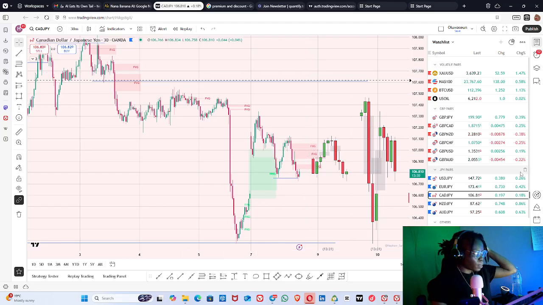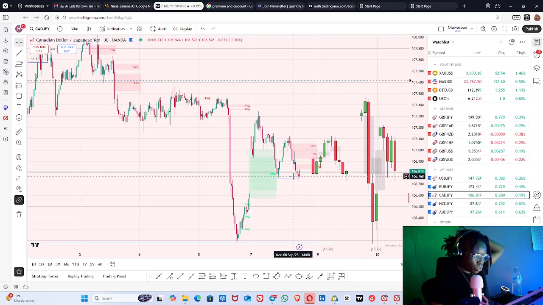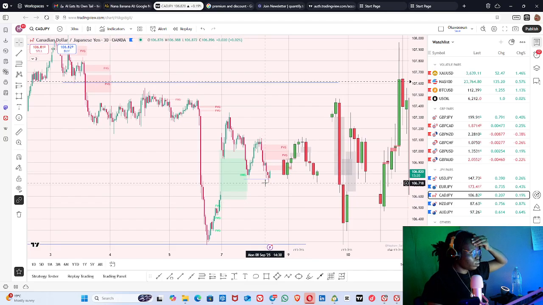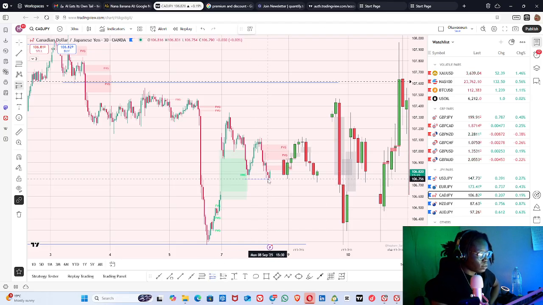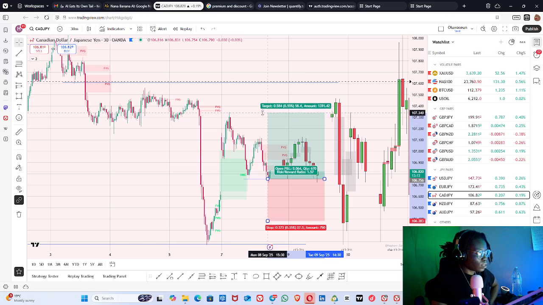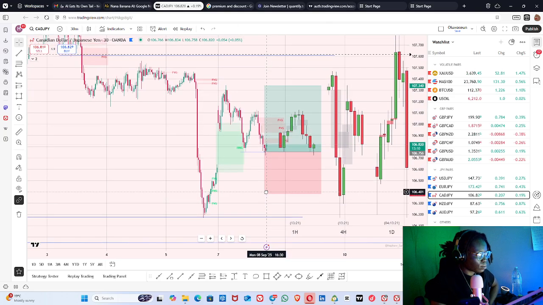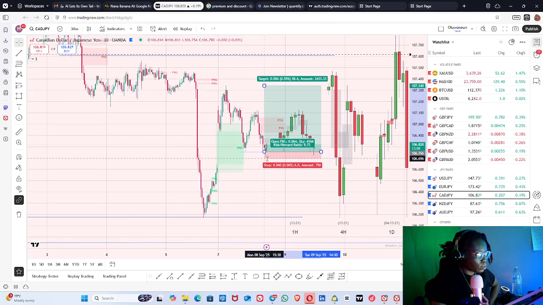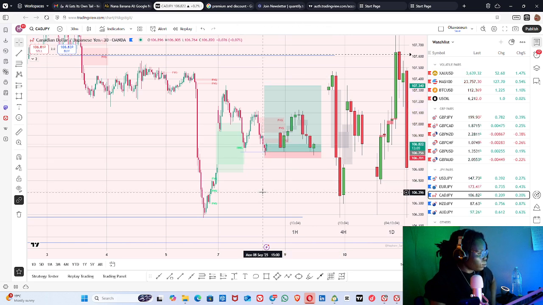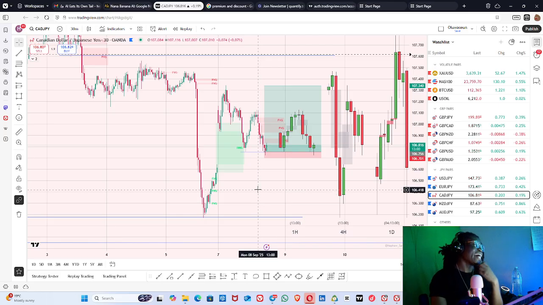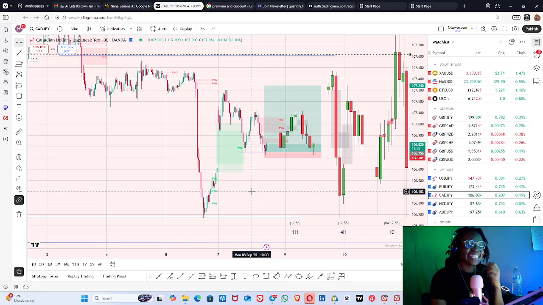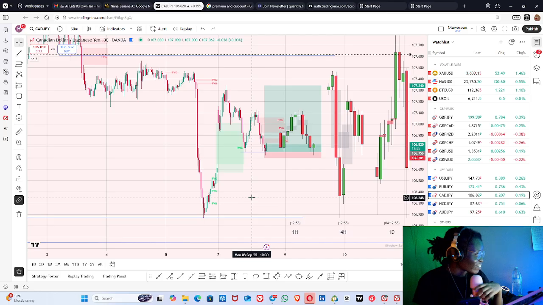So I took a buy entry for CAD from this zone right here. I will just hold. I've set my SL. I gave it 10 pips SL, so that when it hits SL, I won't get too affected by it.